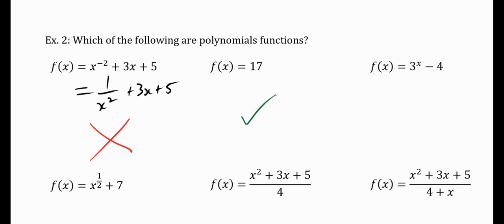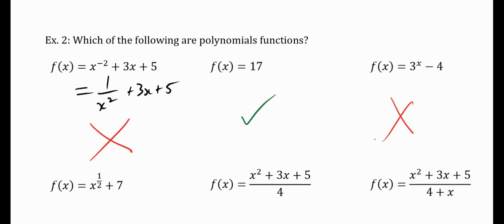Third one, 3 to the x minus 4. What do you think? What kind of function is this? John? Exponential? Oh gosh. It's not even Monday morning. What's going on? Are exponentials polynomial? No, you can't have x in the exponent. The exponent has to be a number.